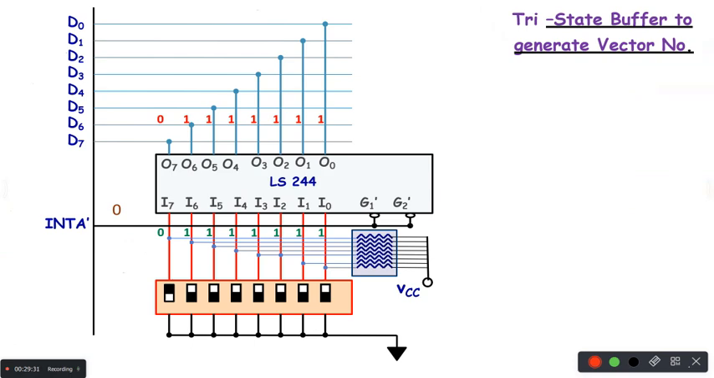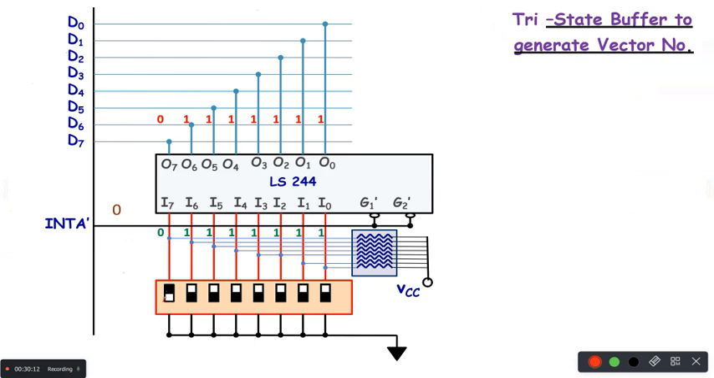When will this chip be activated? When you give 0, 0 here, this chip will be activated, and whatever data you give here will come out here. What are these? These are all called DIP switches. These are switches: when one is up it will give 0, and when it is down it will give 1.